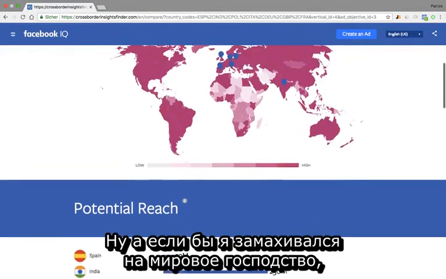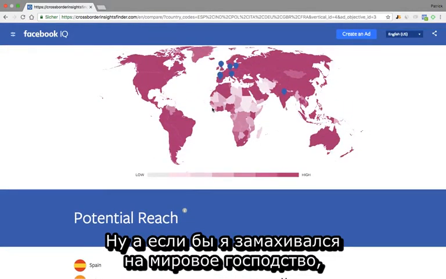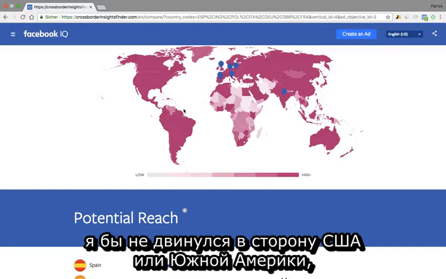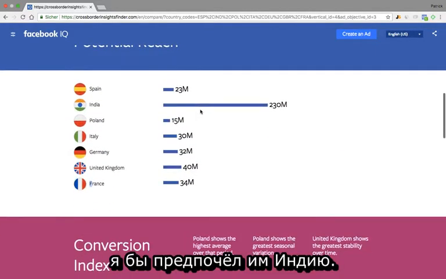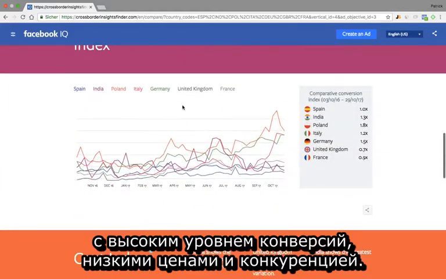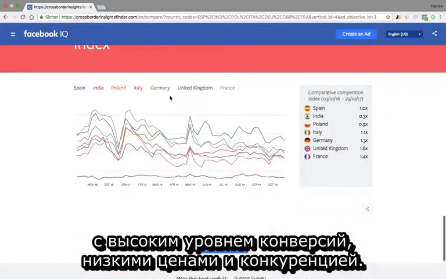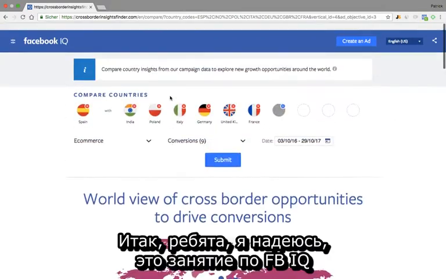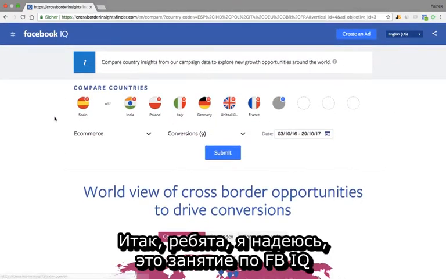And if I then consider really expanding globally, I would not go to the US, I would not go to South America, I would rather go to India, because India has a huge market, has high conversion rates, low cost, and low competition.